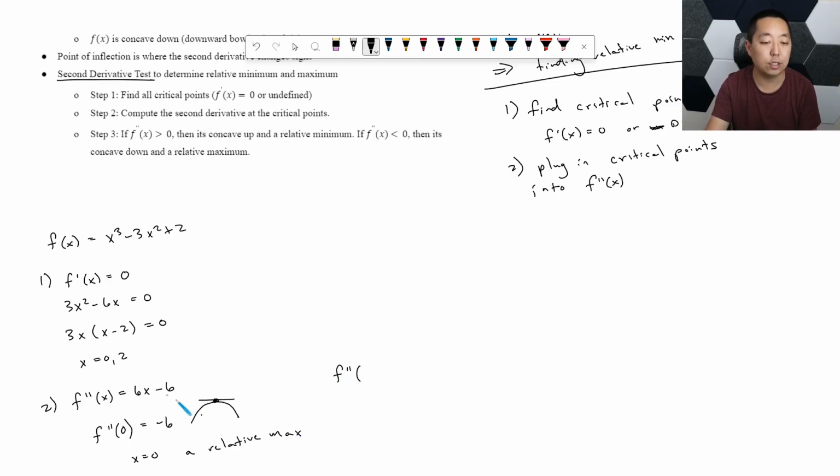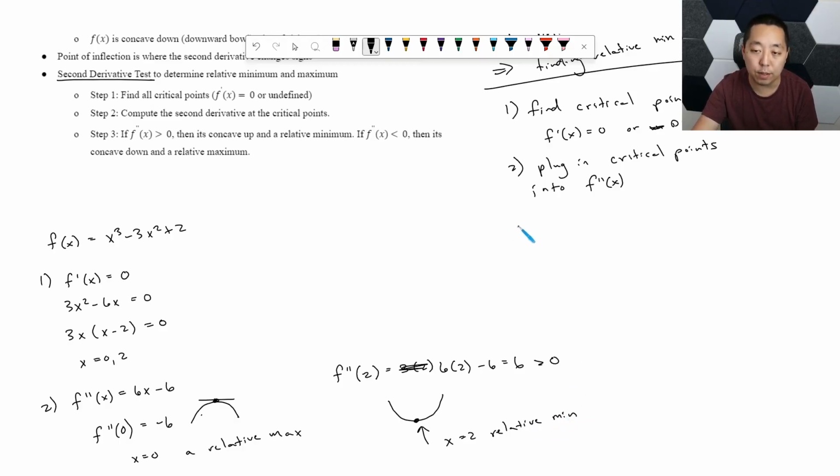Let's do the second derivative, but now let's plug in the other critical point, 2. Plug it into the second derivative. That's 6 times 2 minus 6. That's going to be positive 6. That's greater than 0. That means it's concave upward, which makes that a relative min. x equals 2 is a relative min.